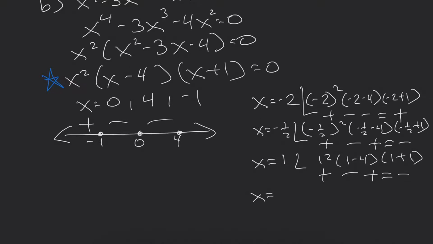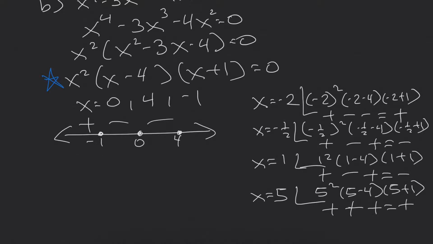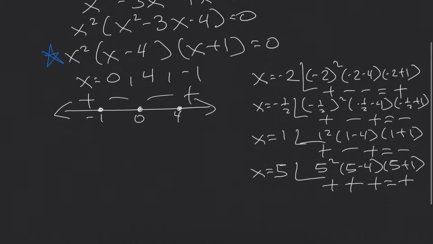And then finally, something to the right of 4, maybe 5. Let's see here, so we'll have 5 squared times 5 minus 4 times 5 plus 1. Well, anything squared is positive. 5 minus 4 is positive, 5 plus 1 is positive, no negatives to speak of there, so that's going to be positive.